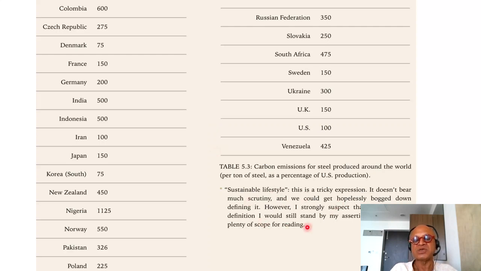It doesn't bear much scrutiny. It's become almost a cliche, and we could get hopelessly bogged down in defining it. However, I strongly suspect that whatever your definition, I would still stand by my assertion that it leaves plenty of scope for reading.